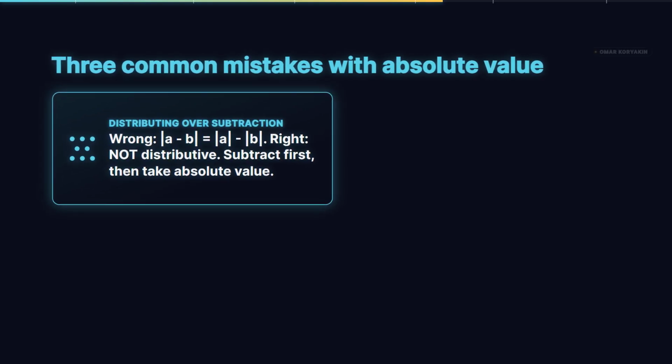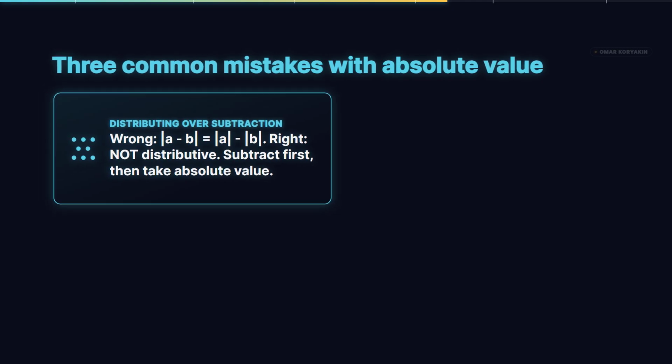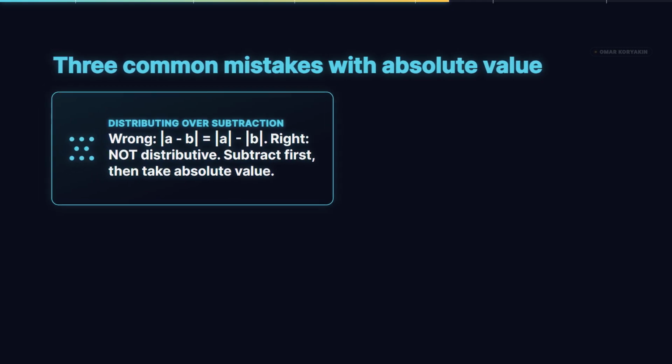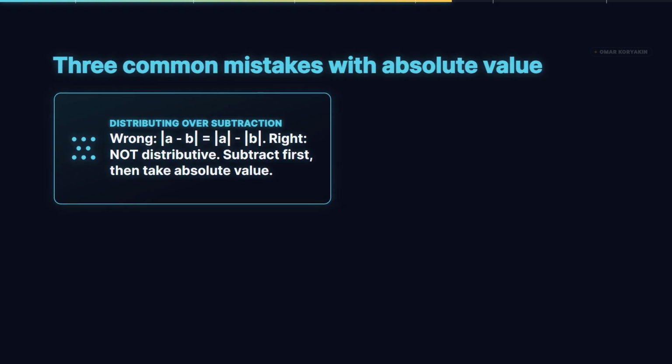Absolute value does not distribute over subtraction or addition the way multiplication does. The right approach is always to compute the value inside the bars first, then take the absolute value of the single result. Never split the bars across an operation.